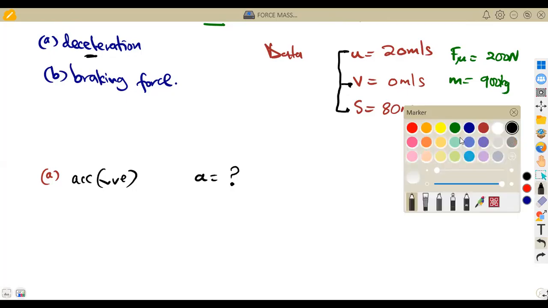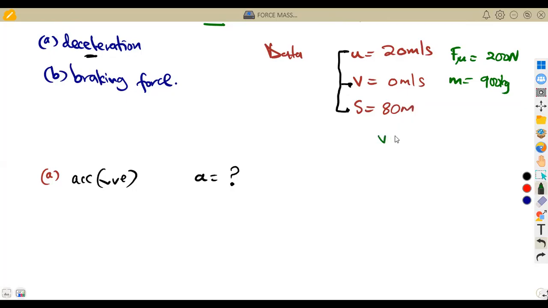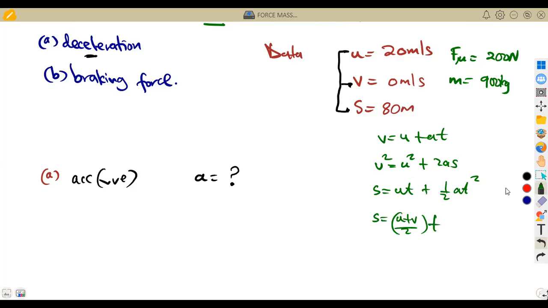So we have to go back to our formulas. Remember, V is equal to U plus AT. V squared is equal to U squared plus 2AS. S is equal to UT plus half AT squared. Then S is equal to U plus V over 2 times T. So that is where we have to choose a formula which is appropriate to calculate A. From these, which one is the best formula? We can use V squared is equal to U squared plus 2AS. So we can play around with this one, which is fine.